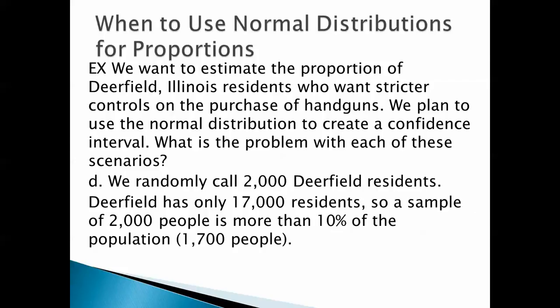That's a big sample. But actually, Deerfield has only 17,000 residents, so a sample of 2,000 people is more than 10% of the population. 10% of the population would be 1,700 people. So actually, this sample is too big. I mean, it's great to have a big sample, but you can't use the techniques that we've learned because they're not going to work. The formulas are wrong. So you'd have to make some adjustments. And that's beyond the scope of the course.